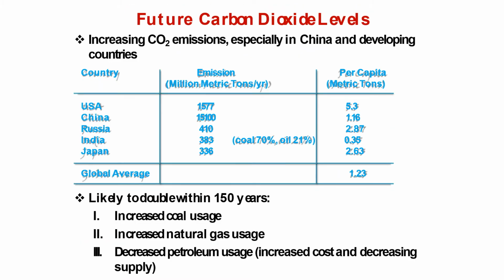Here I am going to show you the future carbon dioxide levels, increasing carbon dioxide emissions, especially in China and developing countries. Different countries like USA, China, Russia, India, Japan. Here different emissions and per capita is being shown, and you can easily see the total doubled within 150 years. It is increased coal usage, increased natural gas usage, decreased petroleum usage, which increases the cost and decreases supply.